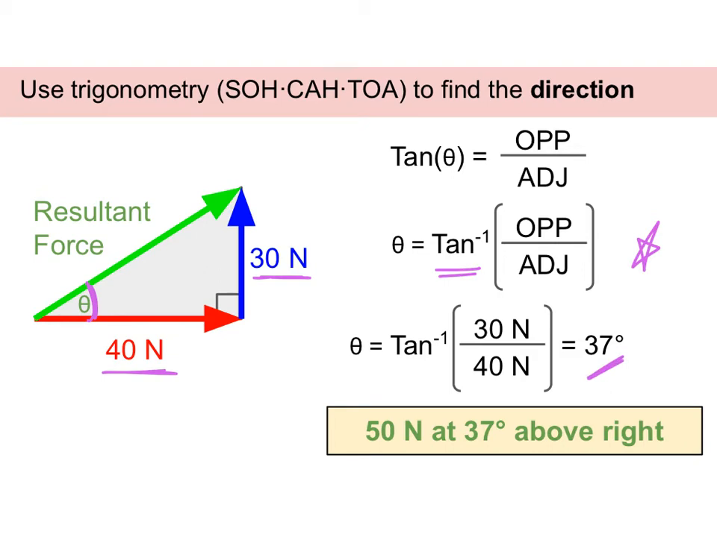So now we can put all these things together. We used the Pythagorean theorem to find the value of the resultant force, and we used the tangent function to figure out the angle. And then we'd want to describe how this green arrow points within space. So 50 newtons at 37 degrees, and we'd at this point have to say something like above right. It's kind of an awkward way of describing it. A lot of times we use compass directions, which we'll see in the next example.